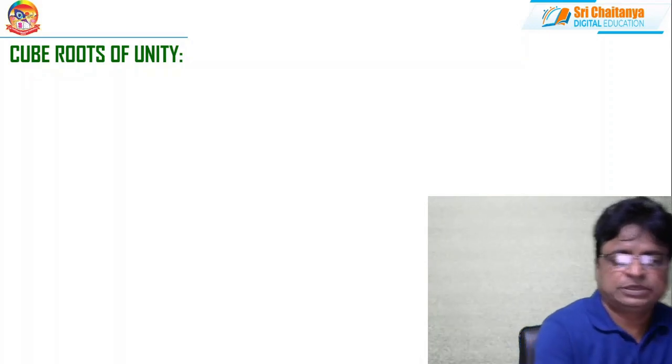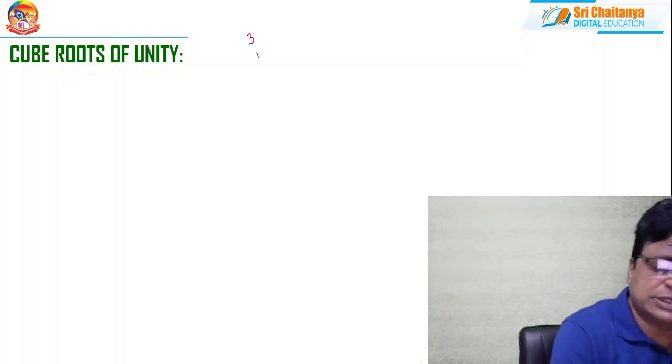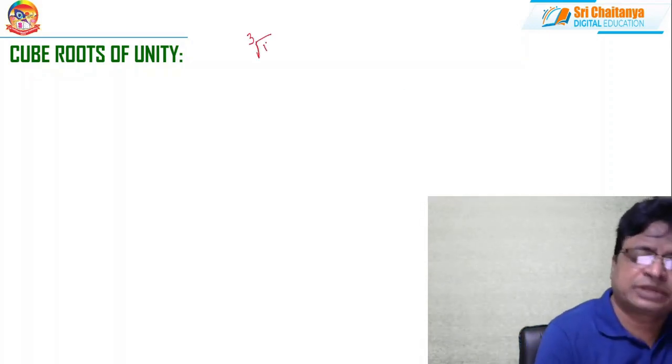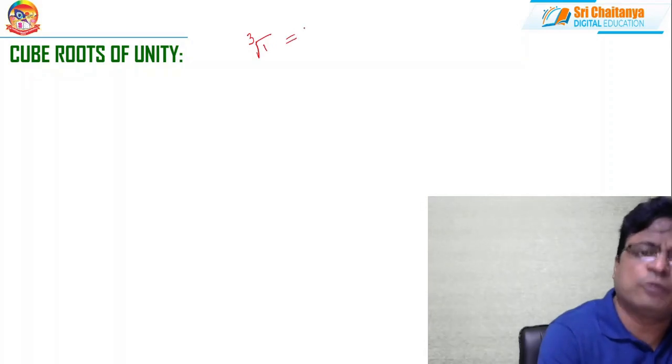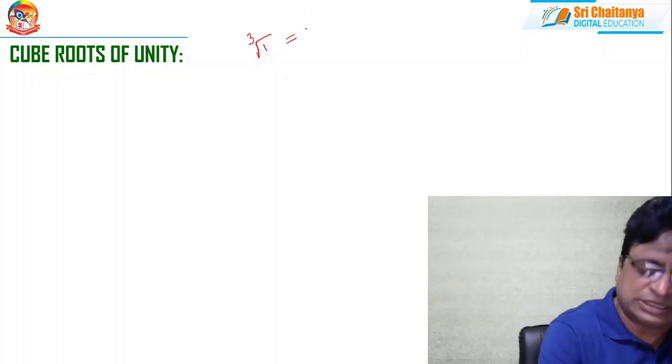And moreover, now we are concentrating on the most important part of complex numbers, which is cube roots of unity. I can write it as cube root of 1. I don't know how many cube roots of unity will appear, I have no idea. So let us see the proof first.